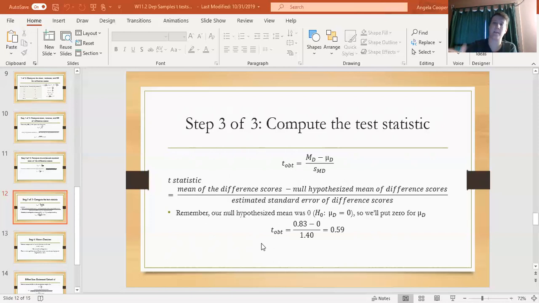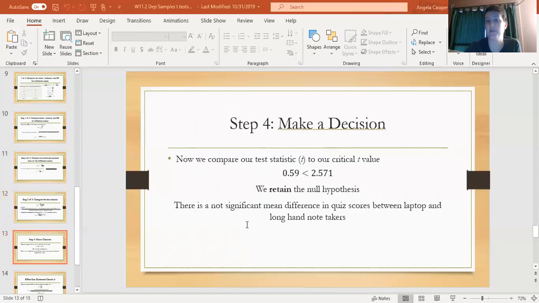Alrighty, cool. So we have our test statistic, our t statistic, at 0.59. Now let's compare it to the critical values in step 4 to determine if we're going to retain or reject the null hypothesis. So our t statistic of 0.59 is less than our critical value of 2.571. It's not greater than positive 2.571. It's not less than negative 2.571. So it falls in that middle block where we retain the null hypothesis.